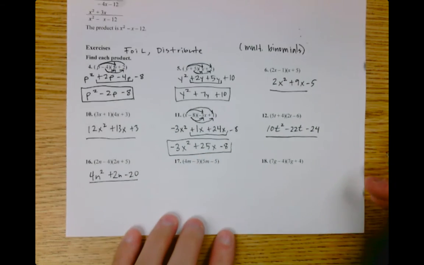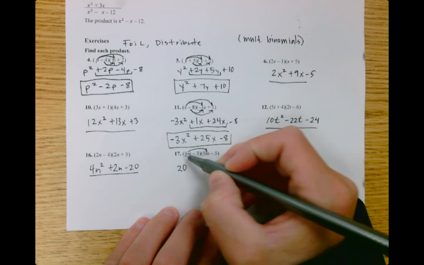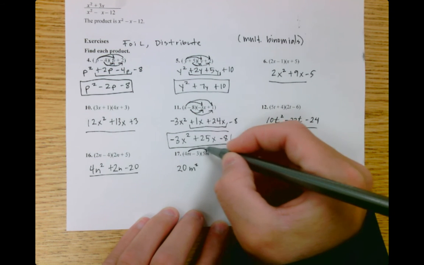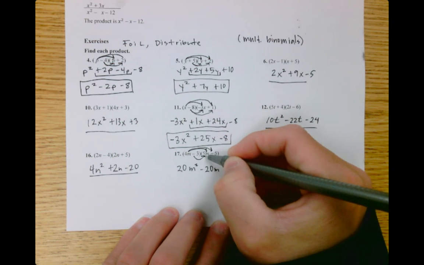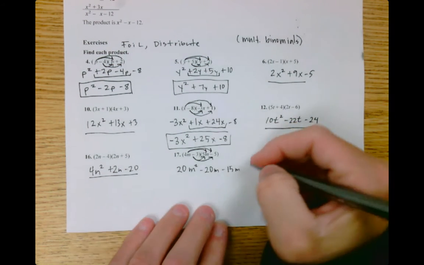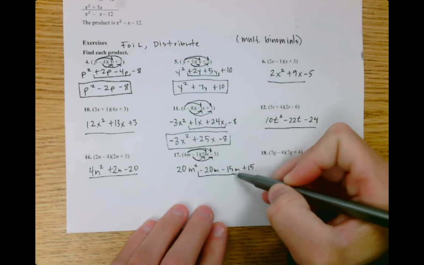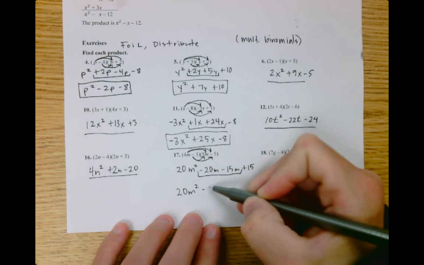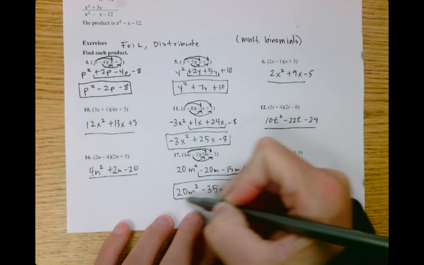Okay, so 17, I'll take 4m times 5m, gives me 20, so 4 times 5 gives me 20, m times m gives me m squared. 4m times negative 5 gives me negative 20m. Negative 3 times 5m will give me negative 15m. Then negative 3 times negative 5 will give me a positive 15. And then again, I can combine my middle terms. So negative 20, negative 15 will give me negative 35 and plus 15.